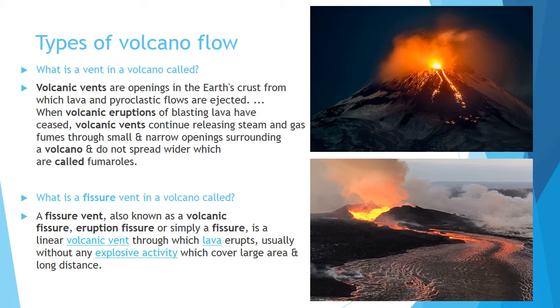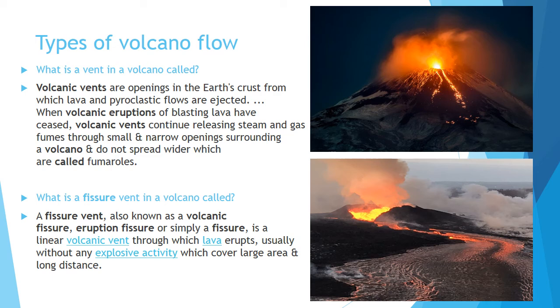Now what is a vent in a volcano? Volcanic vents are the openings in the earth's crust from which lava and pyroclastic flows are ejected. When the volcanic eruption or blasting lava has ceased, volcanic vents continue releasing steam and gas fumes through small and narrow openings surrounding a volcano and do not spread wider. These are called fumaroles. These are the small openings from where the lava is ejected.